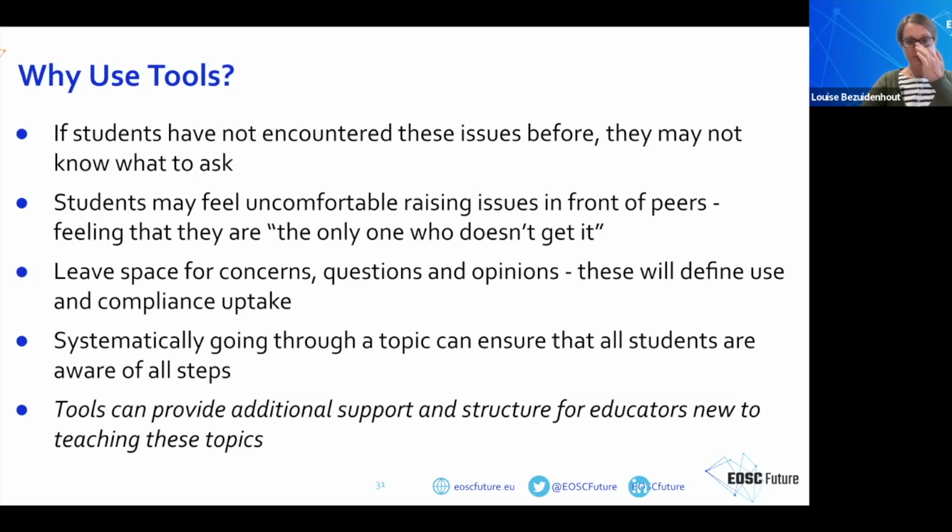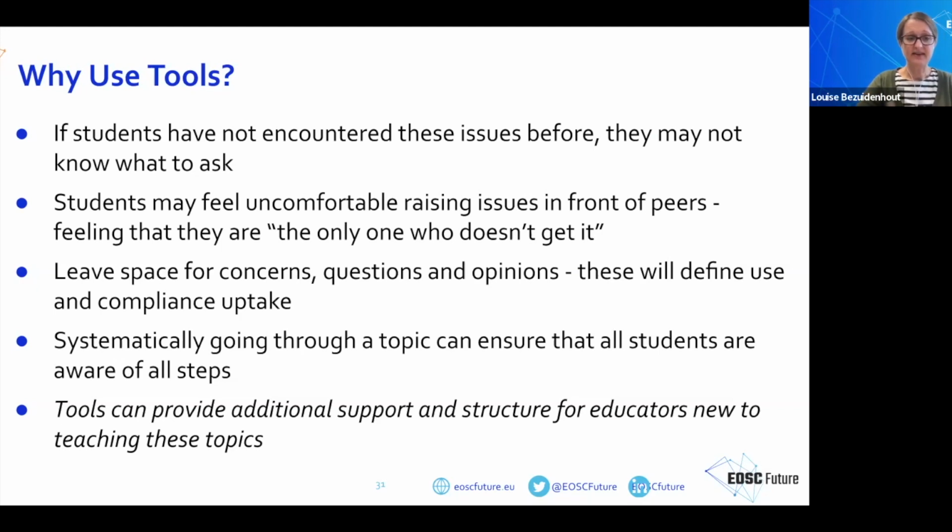So if students walk away and go, well, that was really interesting, but I don't think they answered my questions, or it doesn't really apply to my research, your training will have very little impact because they won't go forward and engage with the practices that you suggest, or indeed engage with EOSC.